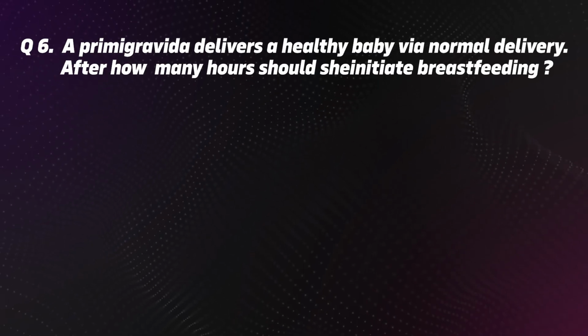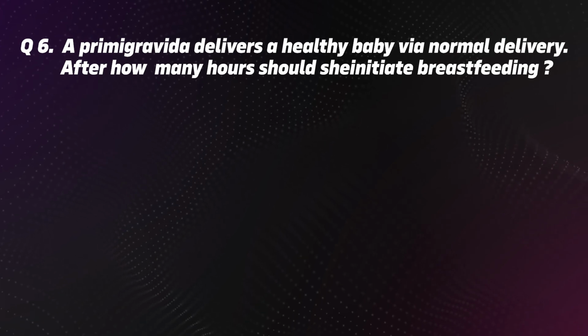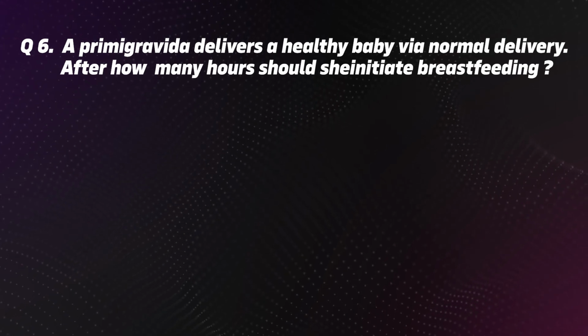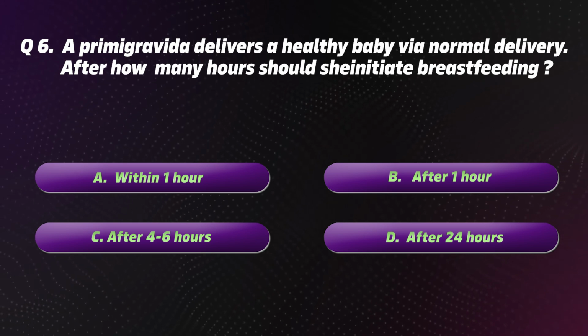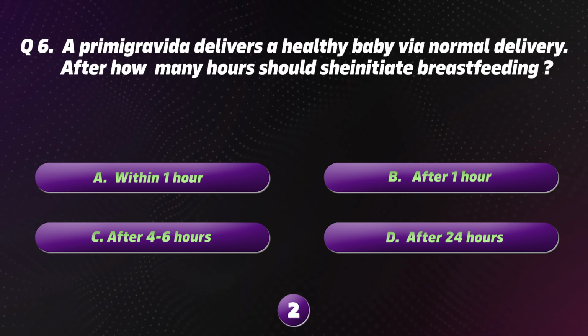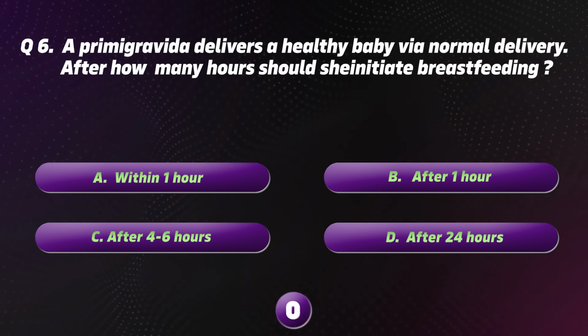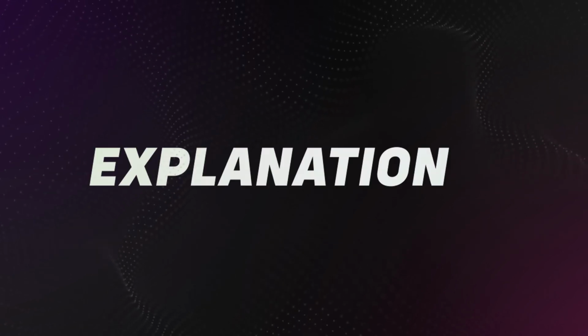Question 6. A primigravida delivers a healthy baby via normal delivery. After how many hours should she initiate breastfeeding? Here are the options. A. Within 1 hour. B. After 1 hour. C. After 4 to 6 hours. D. After 24 hours. And the correct option is A. Within 1 hour. Here is the explanation.